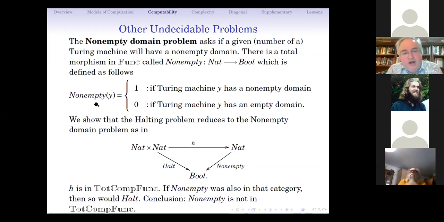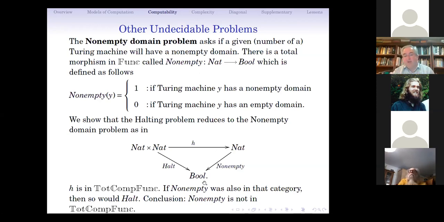So this is called the non-empty problem. Here's a nice function. It takes the natural numbers and outputs a Boolean. If Turing machine Y has non-empty domain, in other words, if it halts at some input, then output a 1, otherwise 0. Now we show that the Halting problem reduces to the non-empty domain problem as follows. Here's the Halting morphism. There's a morphism like that, such that this commutes, okay?